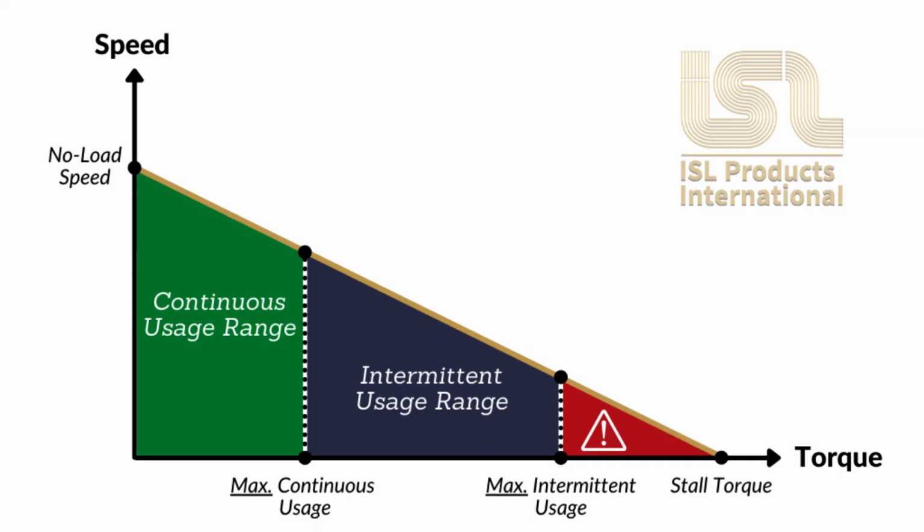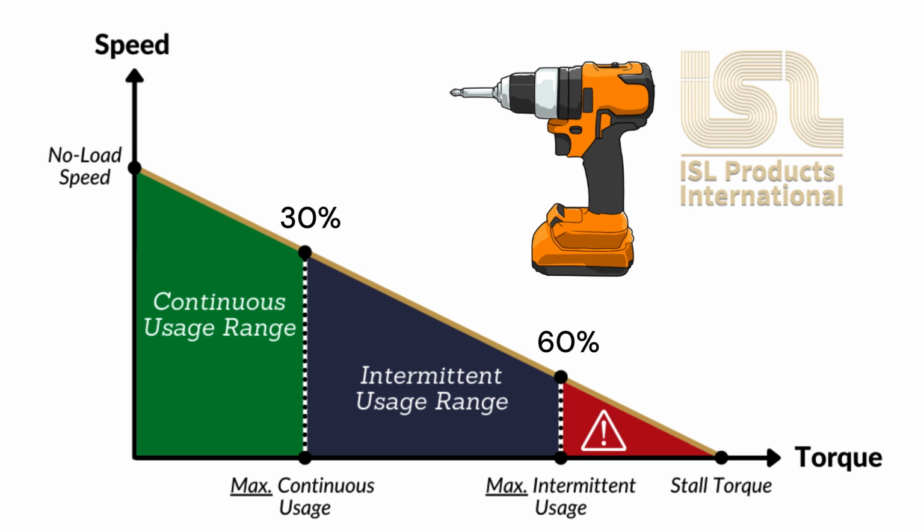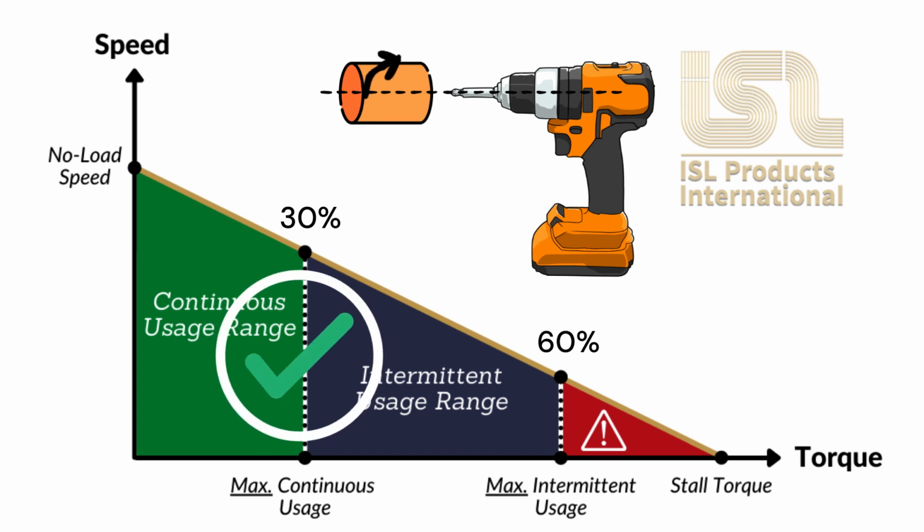Here we again see a typical DC motor torque speed curve from the website of ISL products. This graph also shows the torque or speed ranges for the different duty cycles. Rules of thumb are continuous usage between 0 and 30% of the stall torque, intermittent usage between 30 and 60%, and the danger zone is above 60% of the rated torque, as the motor will overheat quickly. To not risk damage to the drill, we must keep the time within the danger zone to a minimum by ensuring that the flywheel can accelerate fast enough to the RPM in the intermittent or continuous usage range.